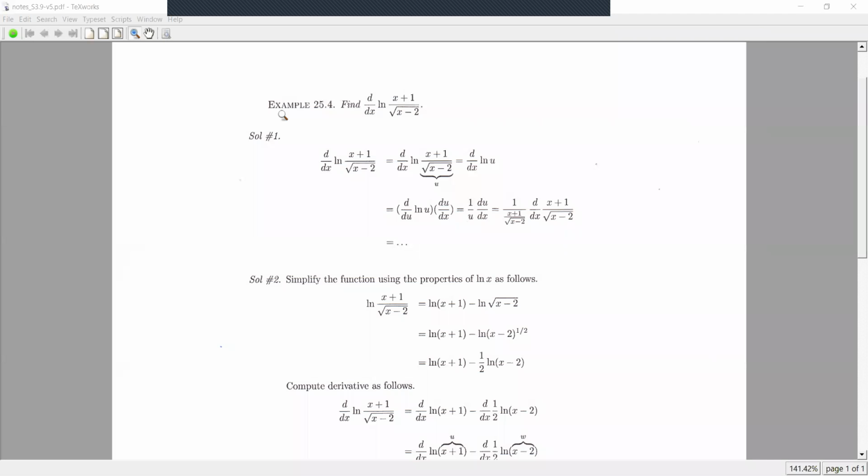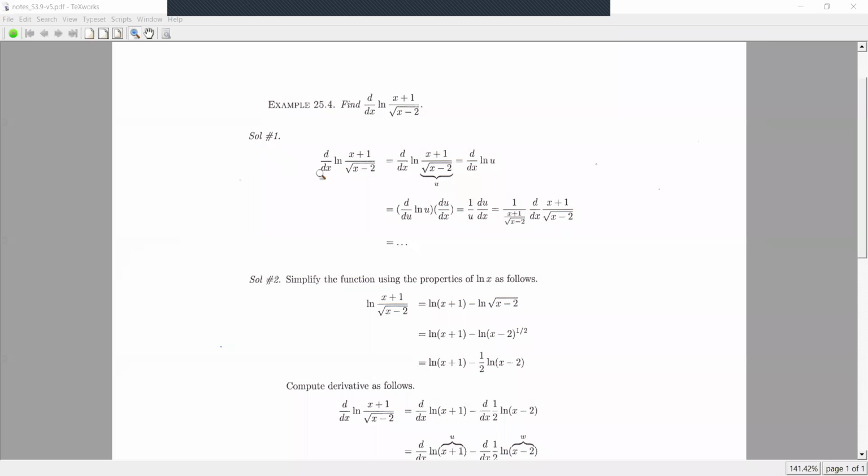Take a look at some examples about logarithmic differentiation. Example 1, find this derivative. About this example, we have two solutions. Solution 1 is a standard solution. In solution 2, I use logarithmic differentiation to compute the derivative. Namely, I first use the properties of log to simplify the function, then compute the derivative.